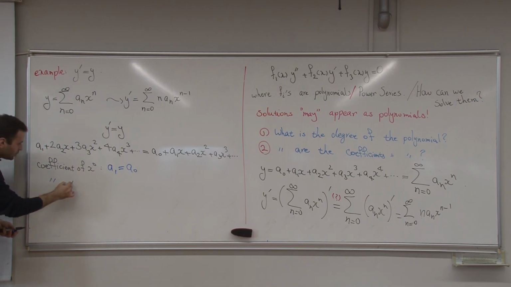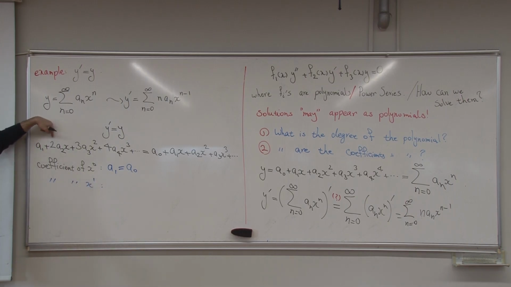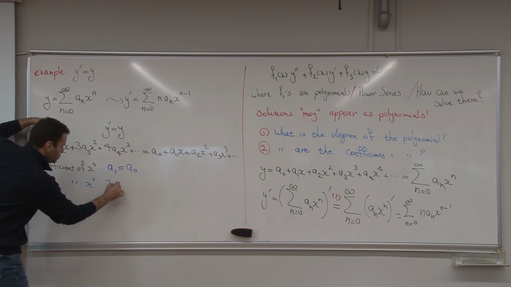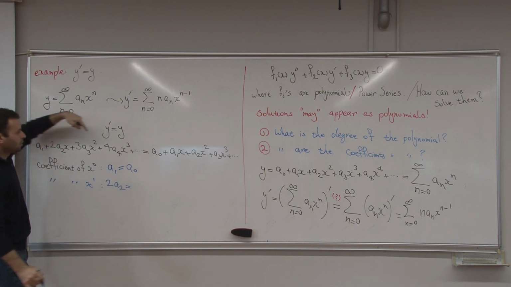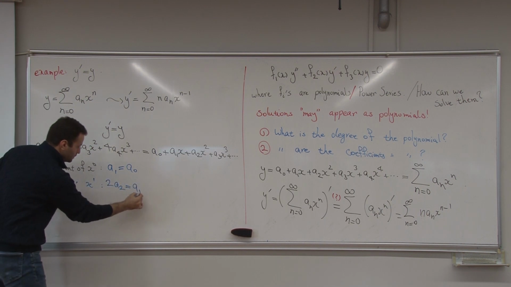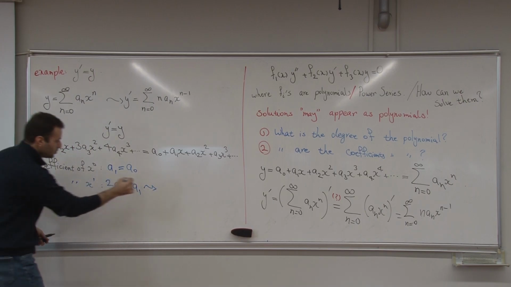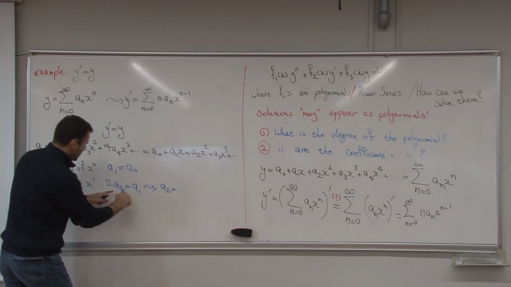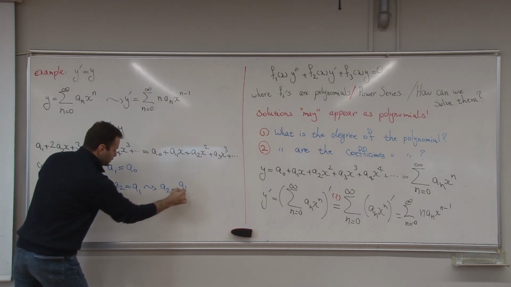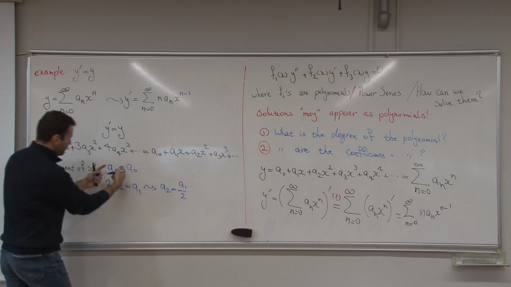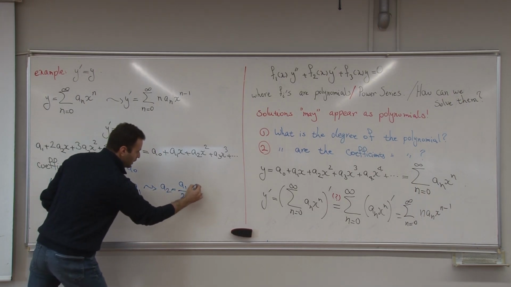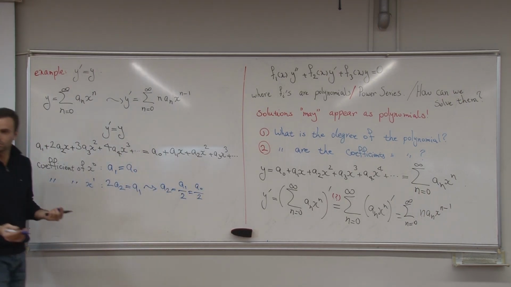What about coefficients of x to the power of 1? What is the coefficient of 2a2? A1. From here, what can I say about a2? a2 is equal to a1 divided by 2, which is equal to a0 divided by 2. Okay?